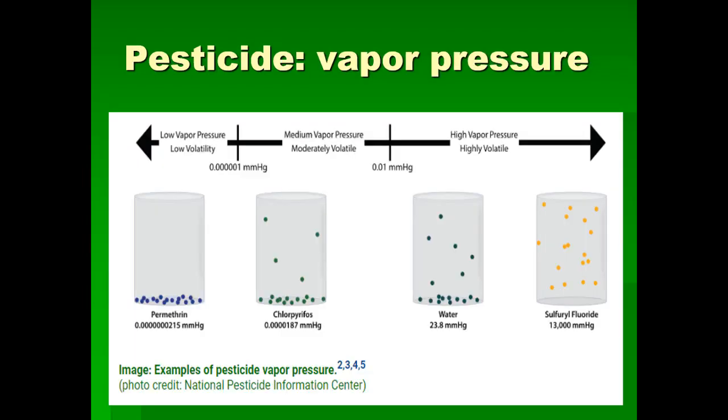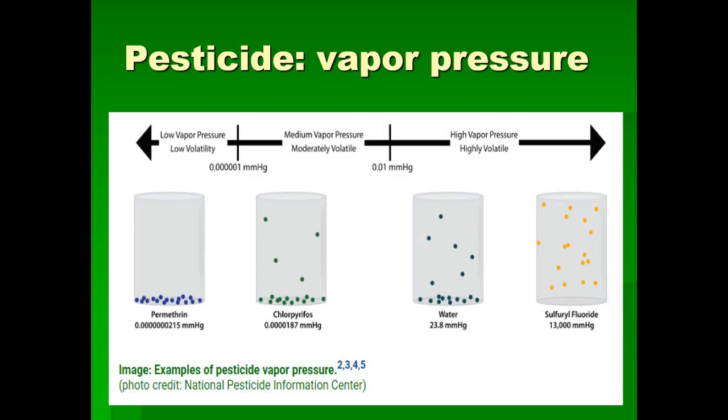And the final one is the pesticide's vapor pressure, which is the tendency to evaporate. In other words, to change from a solid or liquid into a vapor. And as we can see on this figure, the pesticides with low vapor pressure, like permethrin, are less likely to turn into a vapor and get into the air. And those that have a high vapor pressure, like sulfuryl fluoride, are more likely to get into the air.